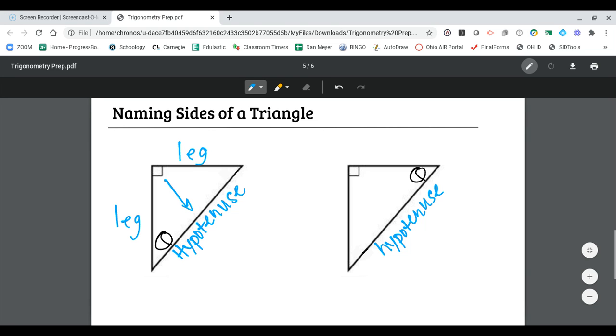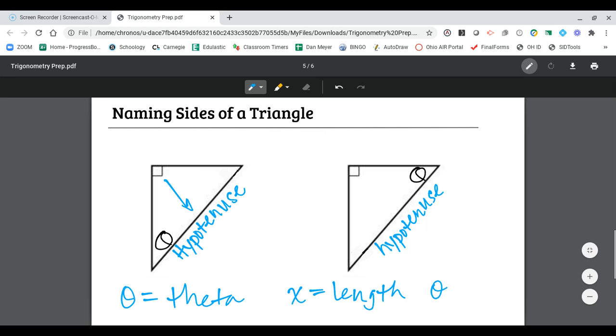However, when we want to be more specific about which leg we're referring to, we use an angle measure as a reference point. So I'm going to erase the words legs. And I'm going to look at this symbol right here. And this means this is theta in Greek. And it's kind of like when we use x for length, we usually use theta for degrees. Okay, so you'll see the theta symbol quite a bit when we're talking about trigonometry.